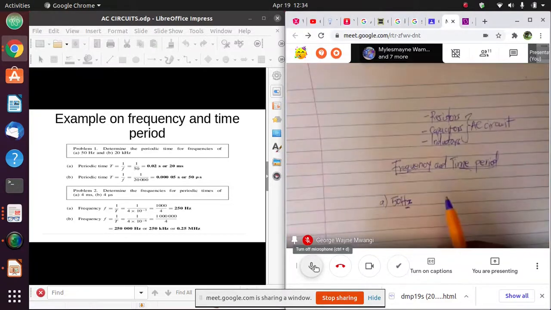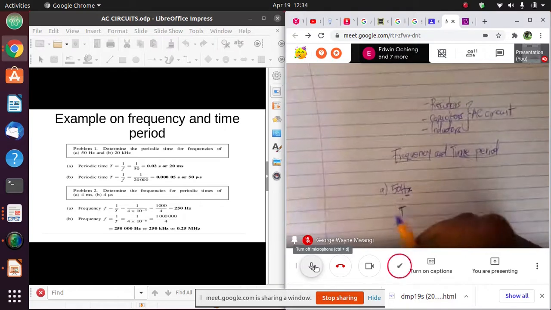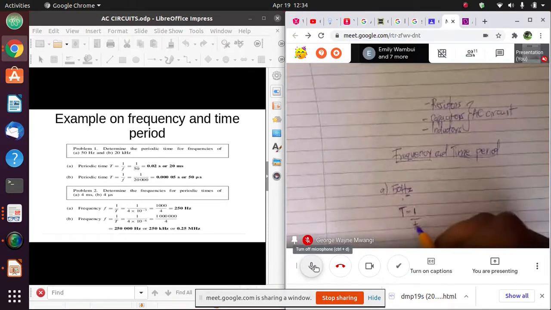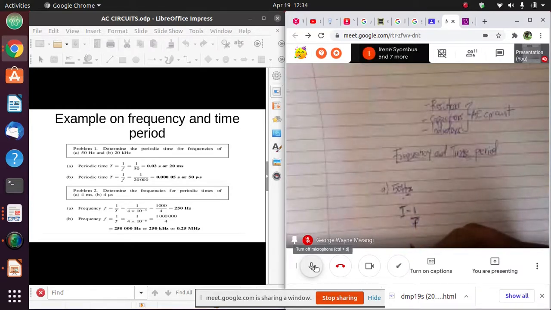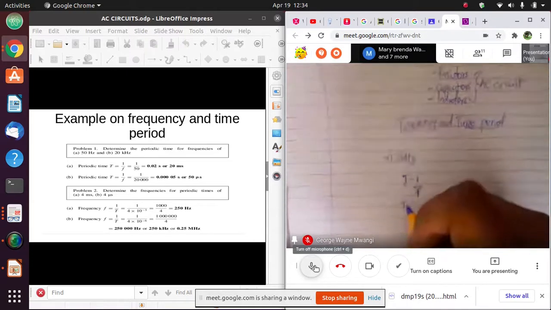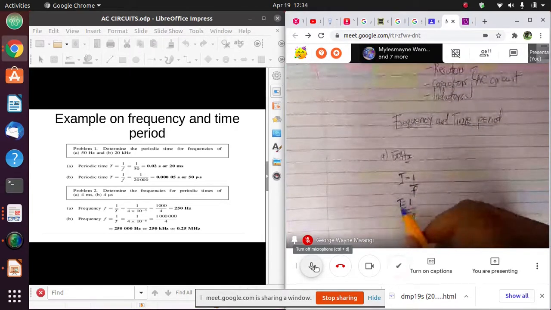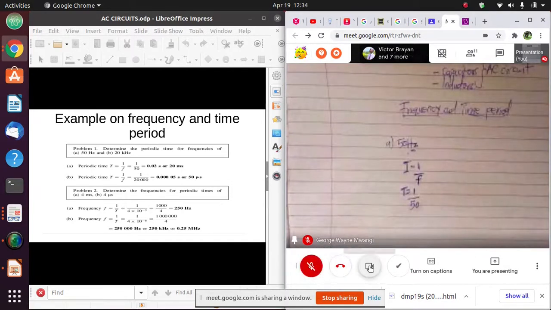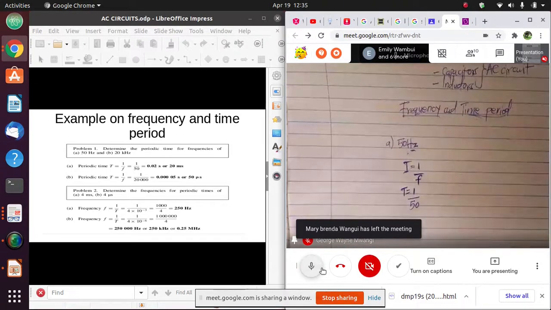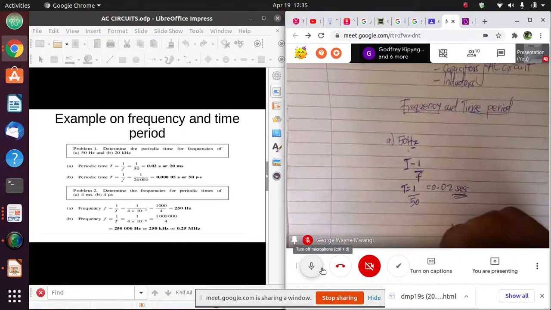Now, you have been told to find the periodic time of a frequency of 50 hertz. Time period when you're given frequency is equal to 1 over frequency. Right, together. When you're given frequency, you can find the time period by dividing 1 over the frequency. So time period will be equal to 1 divided by 50. What will be our time period? You'll get that our time period is 0.02 seconds. Remember to always indicate your units.